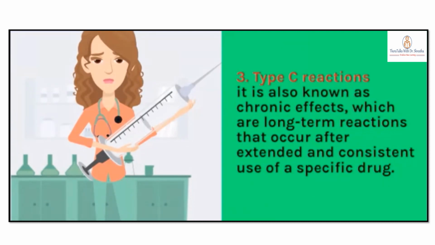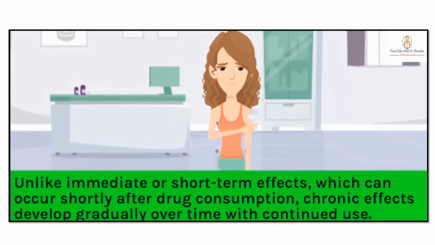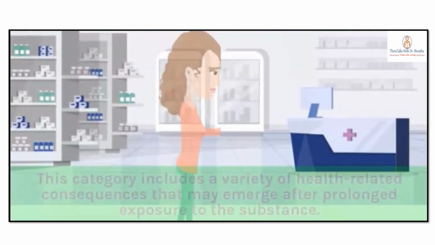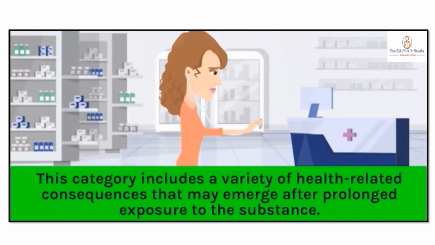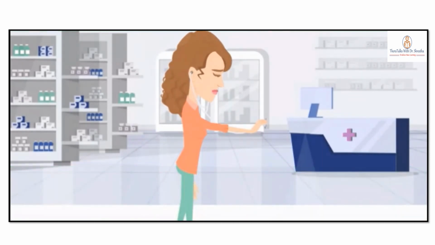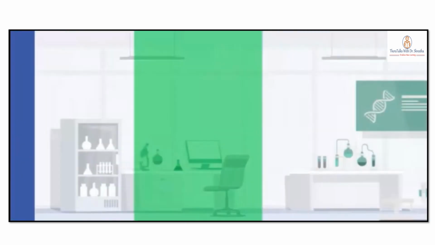3. Type C reactions. It is also known as chronic effects, which are long-term reactions that occur after extended and consistent use of a specific drug. Unlike immediate or short-term effects, which can occur shortly after drug consumption, chronic effects develop gradually over time with continued use. This category includes a variety of health-related consequences that may emerge after prolonged exposure to the substance. These effects can have an impact on a variety of physiological systems in the body, potentially altering organ function, metabolic processes, and overall well-being.